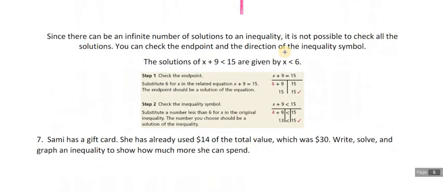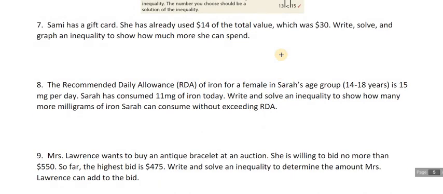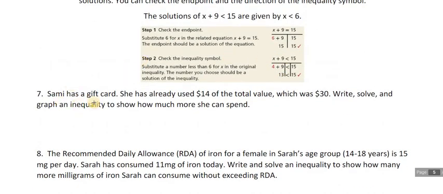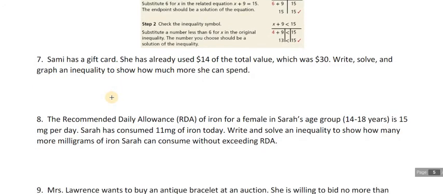All right, so let's take a look at a couple word problems here to wrap up. Number 7 says Sammy has a gift card. She's already used $14 of the total value, which was $30. Write, solve, and graph an inequality to show how much more she can spend. So her spending can be no more than $30 because she has a set amount of $30 on her gift card. So I'm going to start with my words first.